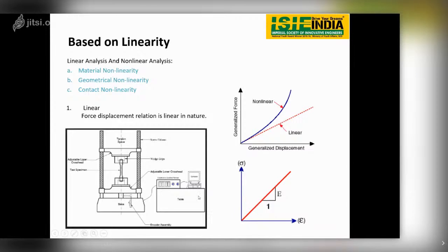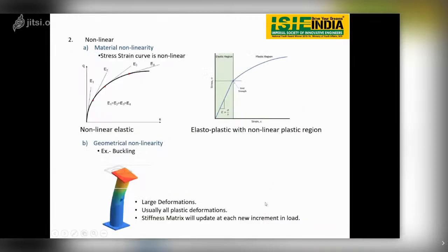So the load versus displacement is calculated in terms of stress versus strain. Stress versus strain is linear up to Hooke's elastic limit, which is known as Hooke's law. So here it is linear in nature, and this kind of study we can call material linearity. Going further, what does non-linearity mean exactly?